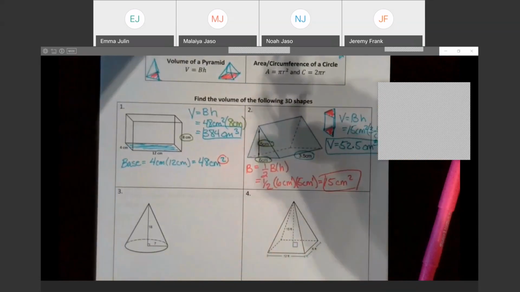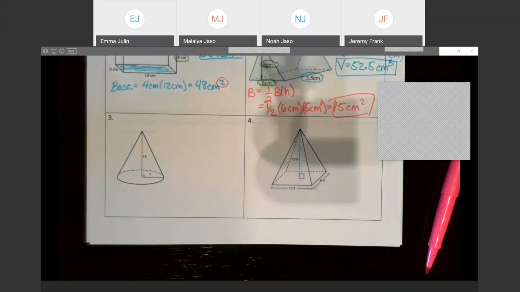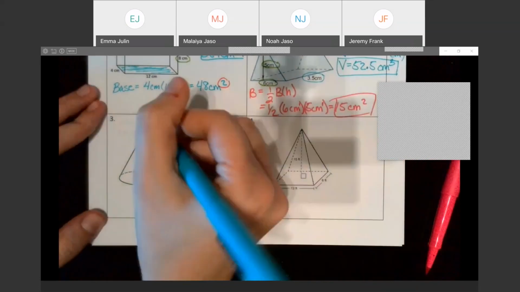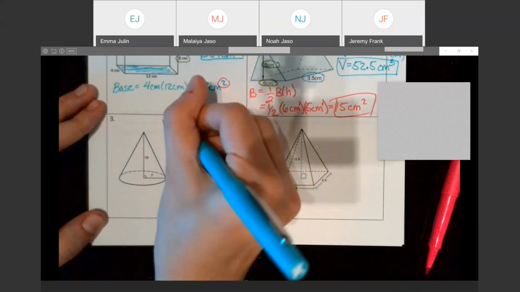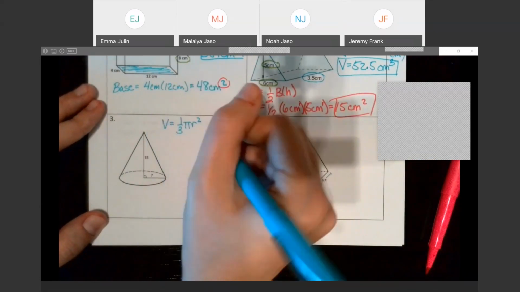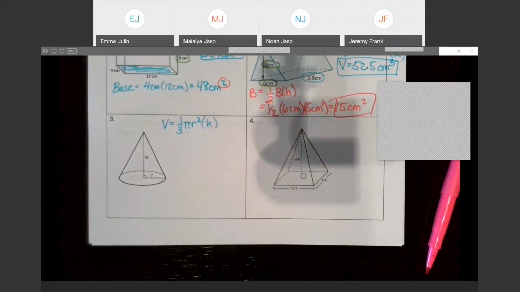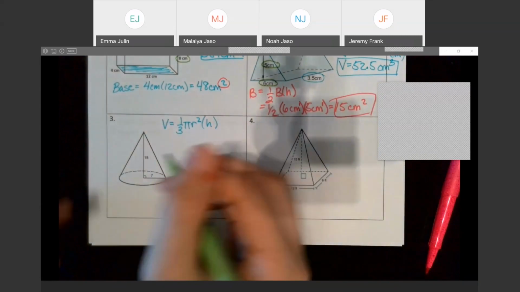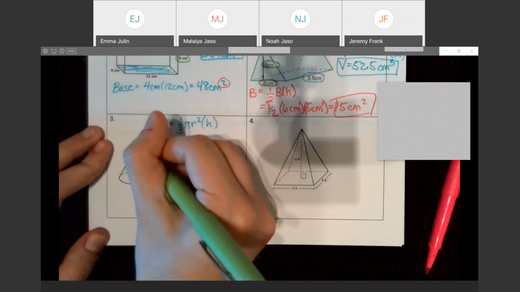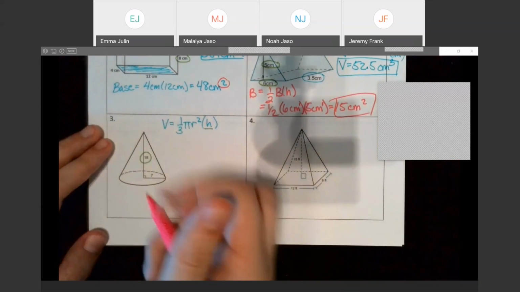So for a cone, the cone has a very specific formula. It is volume is equal to 1/3 pi r squared times the height of your cone. And I can see right here that my height is 18, and my radius is also listed to be 7.